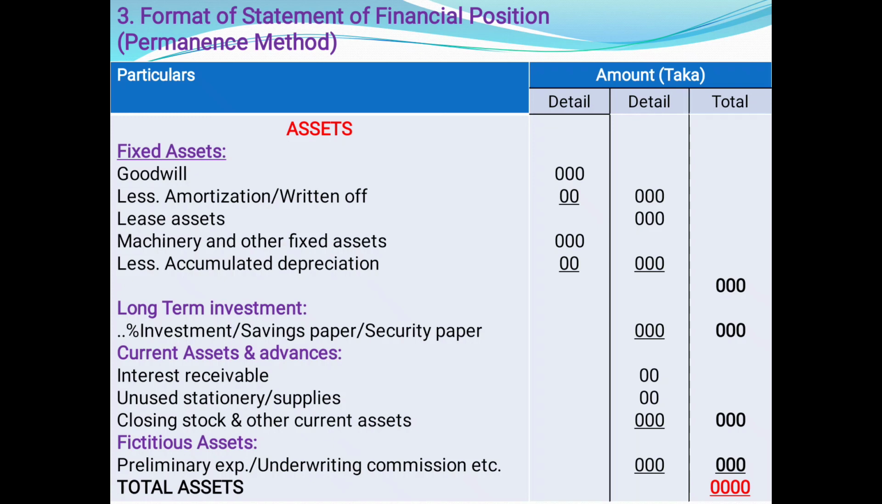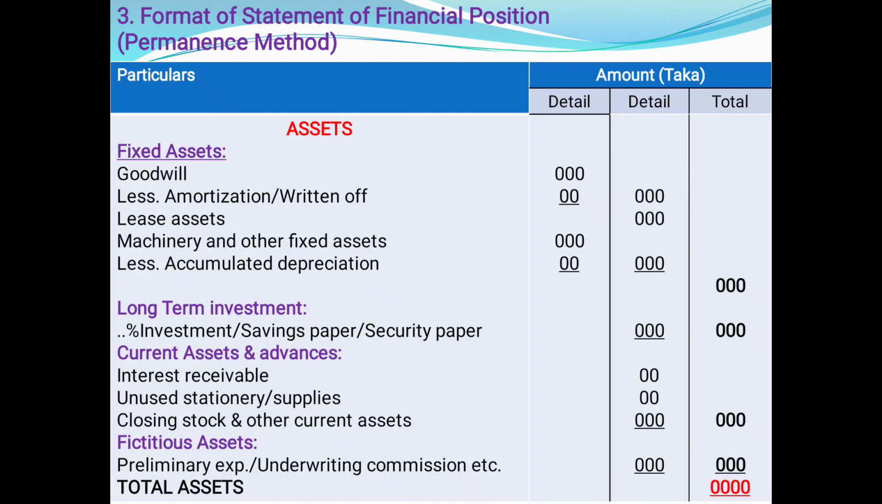It can be remembered. Three methods are available for preparing a statement of financial position. First one, liquidity method. Second one, permanence method. Third one, mix method. But at this moment we follow the permanence method for the benefit of company's financial statement. But at this moment we are preparing the statement of financial position for a sole tradership business.